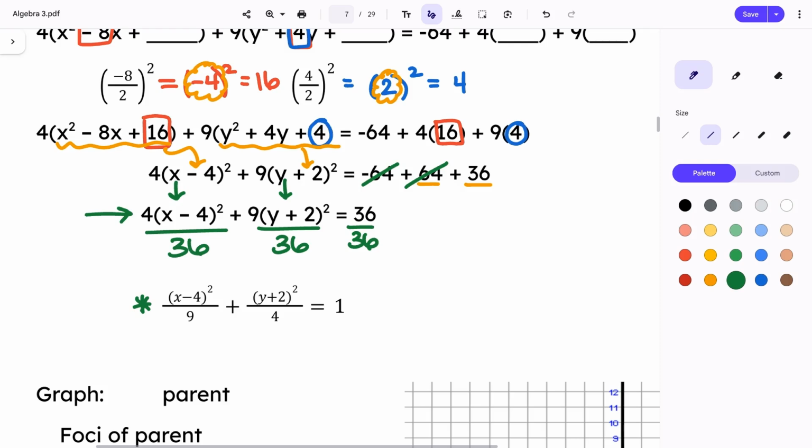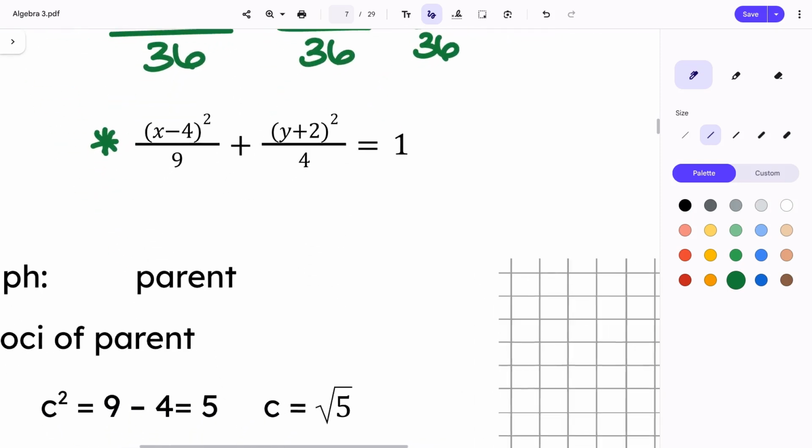When you look at this final equation here, what would be my a squared? The 9 is your a squared. So 4 is your b squared. Is this going to be a major vertical or major horizontal? Good. Major horizontal. I'm just going to abbreviate that MH over there. All right. If a squared is 9, that means a would be 3 and my b is 2.